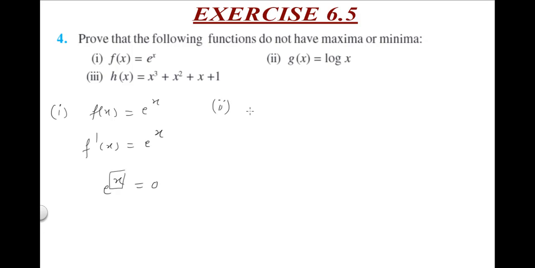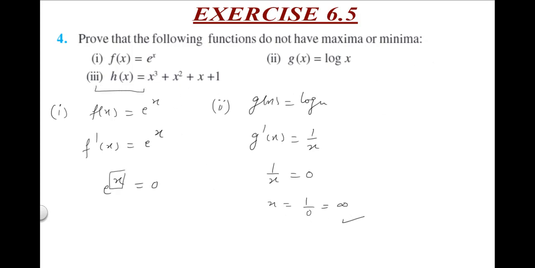Similarly, if we take g of x equal to log of x, the differentiation g dash x will be 1 by x. Now if you put 1 by x equal to 0, we get x equal to 1 by 0, which is infinity and not defined. Hence here also there exists no maxima or minima. Now in the third part we will differentiate the function first. H of x is given as equal to x cube plus x square plus x plus 1. H dash x will come as 3x square plus 2x plus 1.